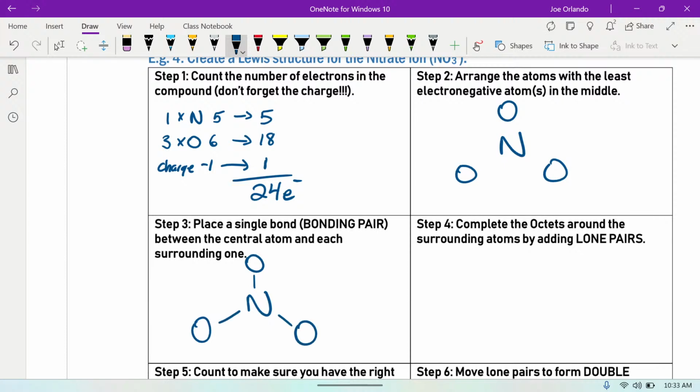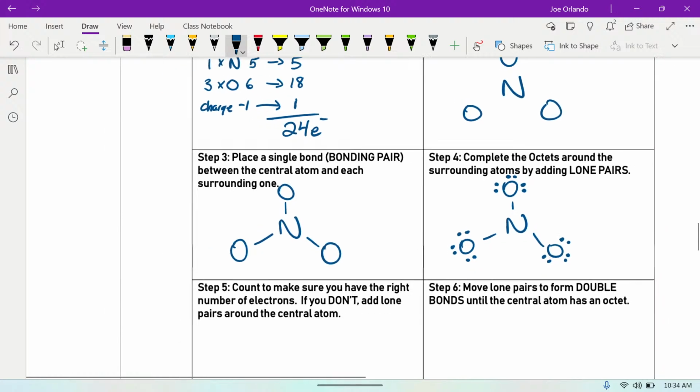And again, I wouldn't actually redraw this. I would just start doing this, but we're just laying the steps out so you can see it. Then what do we do? So now we have this. Put the electrons on the outside atoms. We fill in all the octets, right? So we say, okay, 1, 2, 3, 4, 5, 6 more. 1, 2, 3, 4, 5, 6 more. Over here, 1, 2, 3, 4, 5, 6 more. Okay, then what do we do?